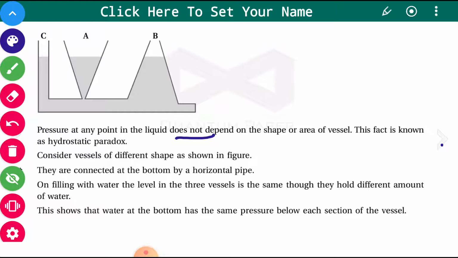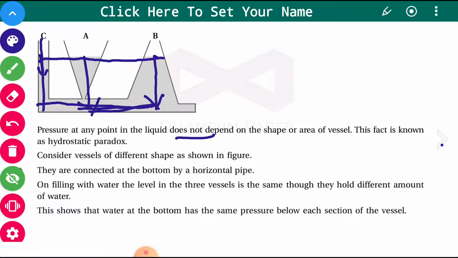Consider vessels of different shape as shown in this figure. They are connected at the bottom with a horizontal pipe. Now if you fill the liquid here, then what will happen? The height of the liquid is going to remain the same irrespective of the shape. This shows that water at the bottom has the same pressure below each section of the vessel. Here the height is the same, so at the bottom we have the same pressure on the liquid.